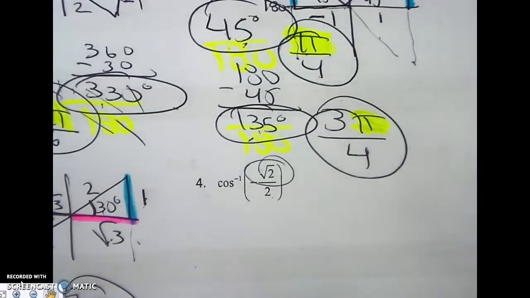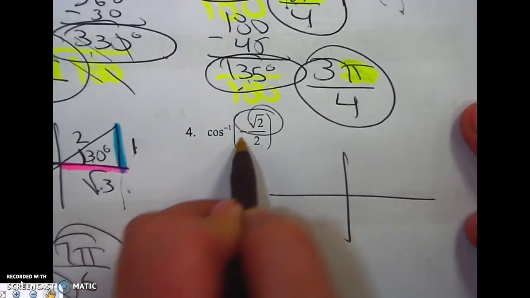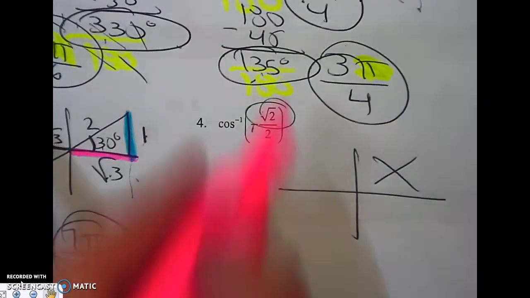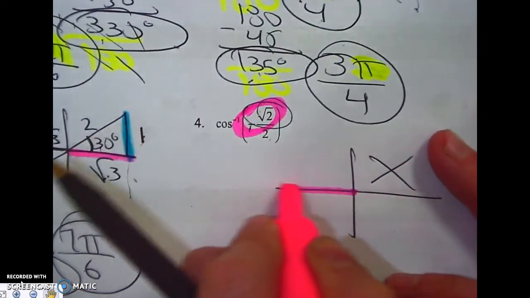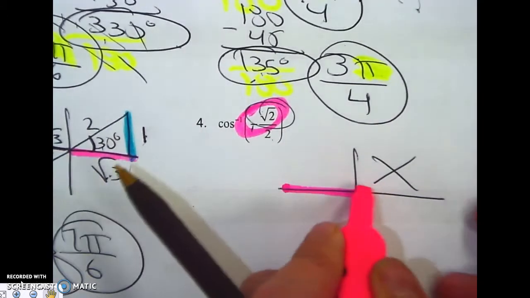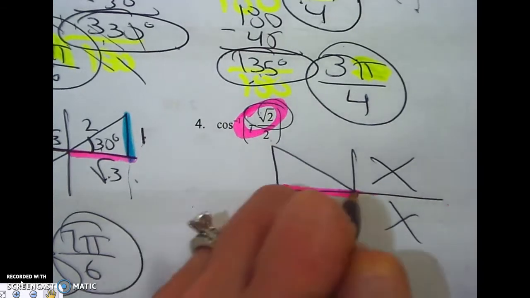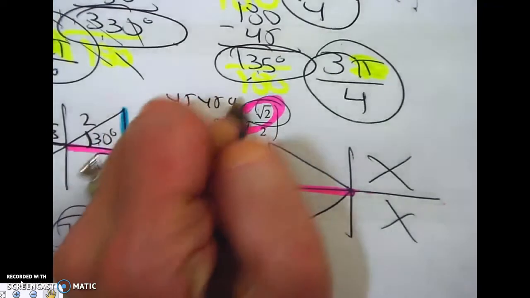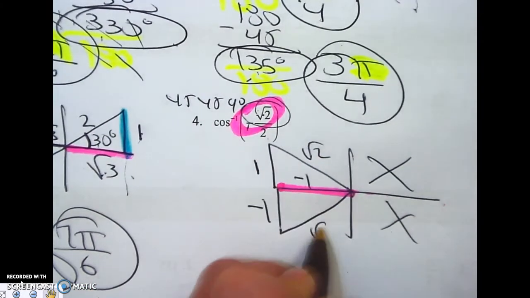Rad 2. As soon as I see rad 2, boom, a 45, 45, 90. Since it's negative, it cannot be in the first quadrant. So now I know at least one of them is going to be right. I do know that my adjacent value has to be negative. Adjacent is my x. That's negative. If I went this way, it's positive. So that one's out. And I have my two triangles. I know since it's a 45, 45, 90 because of the rad 2. This is 1, negative 1, negative 1, rad 2, rad 2.